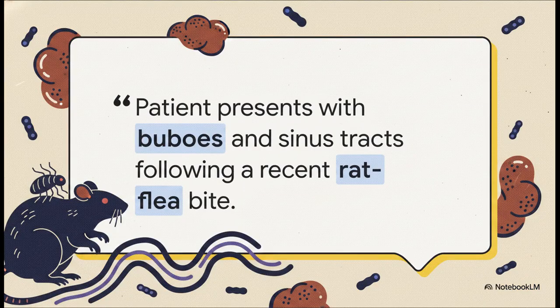Okay, picture this. Patient presents with buboes and sinus tracts following a recent rat flea bite. That brief little clinical vignette, it brilliantly illustrates the absolute classic presentation of Yersinia pestis, the bacteria behind the plague. The second you read rat flea bite and buboes, your brain should instantly snap to that diagnosis.